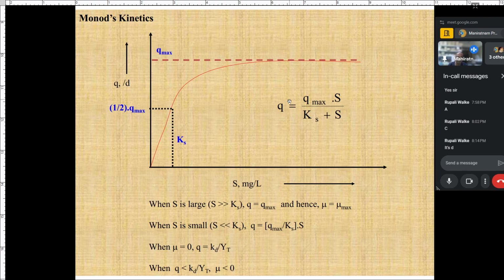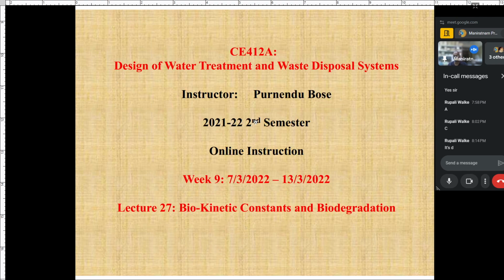And after some time, when Ks will be high, then this can be neglected, and then we have dx by dt is equal to q max divided by Ks into s. Then it is following first order reaction. So depending upon the condition, it will be either zero order reaction or first order reaction.